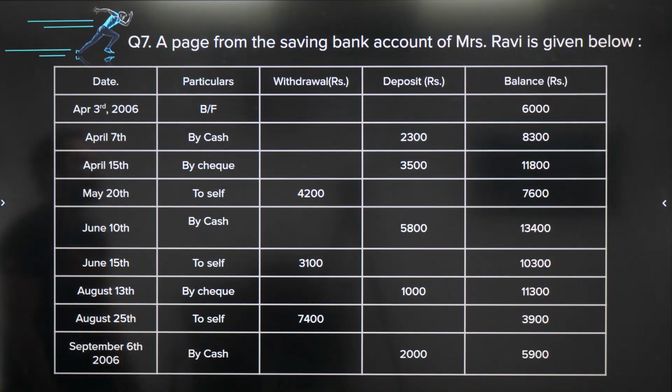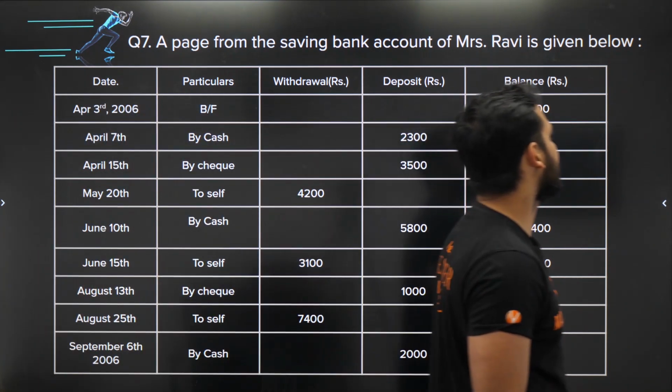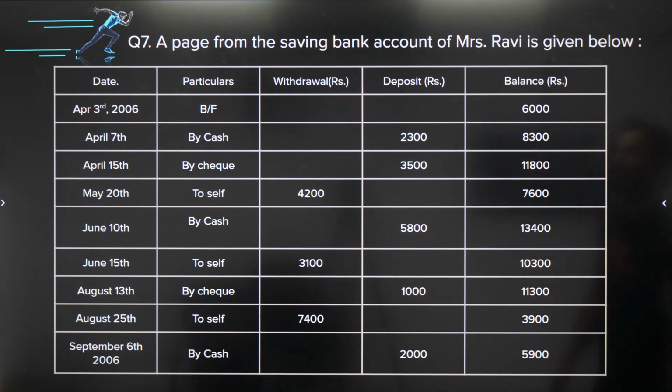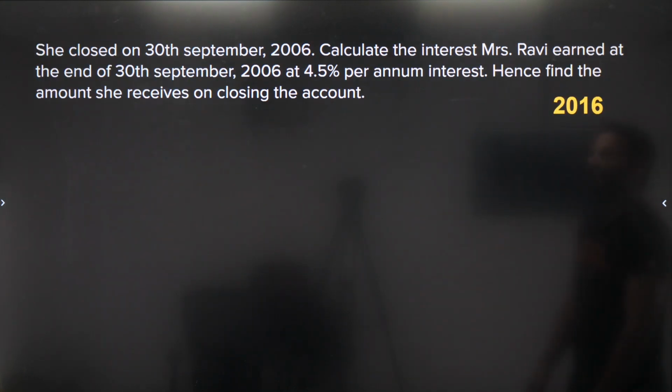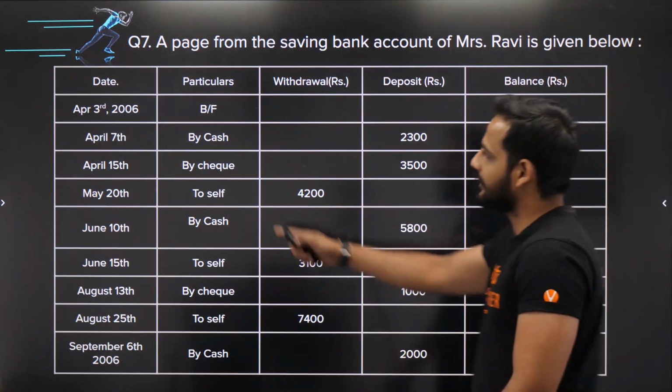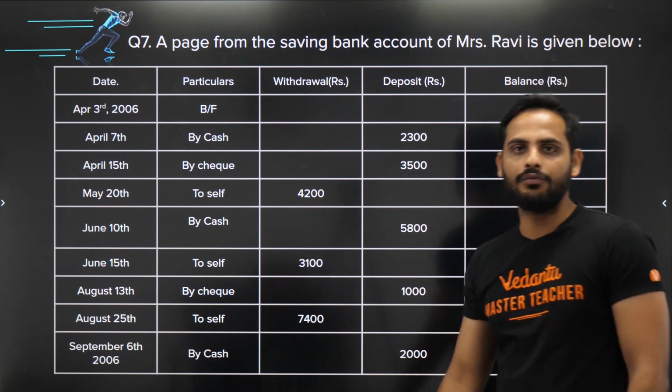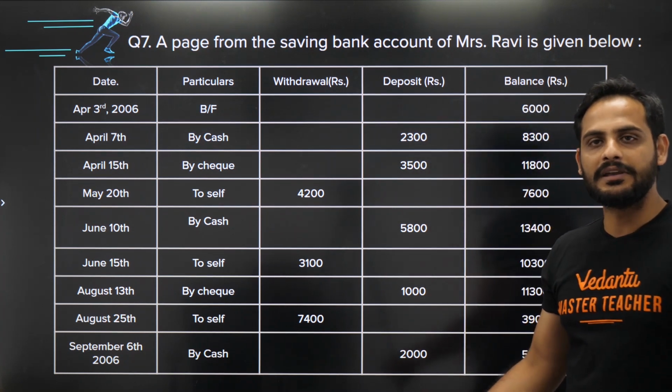Next question. A page from the savings bank account of Mrs. Ravi is given below. She closed the account on 30th September 2006. Calculate the interest Mrs. Ravi earned at the end of 30th September 2006 at 4.5% per annum interest. Hence, find the amount she receives on closing the account. So here we have data from April. So April to September, we need to calculate how much interest she will be generating.